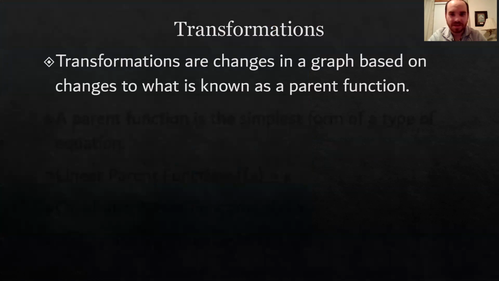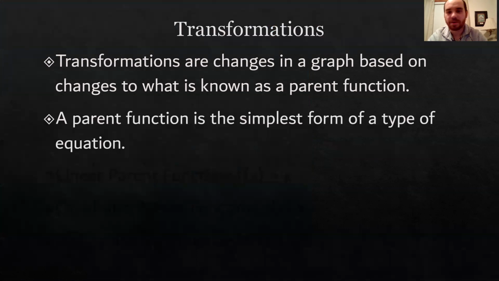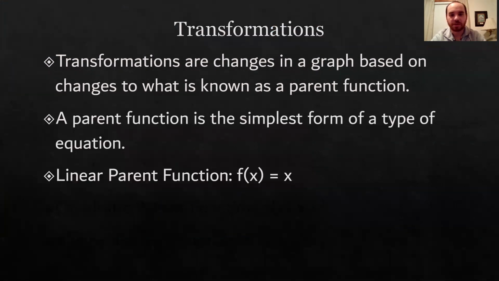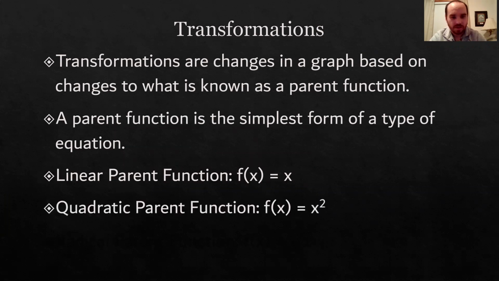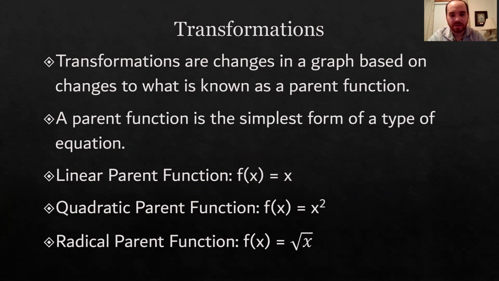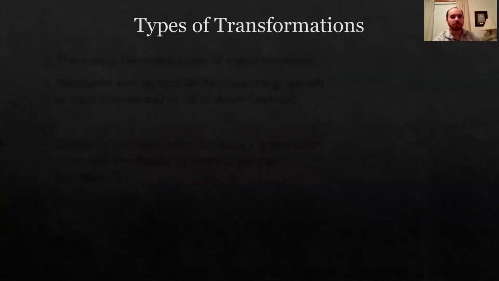So transformations are changes in a graph based on changes to what is known as a parent function. A parent function is the simplest form of any type of equation. For instance, the linear parent function is f of x equals x. The quadratic parent function is f of x equals x squared. The radical parent function is f of x equals square root of x. So we'll probably see a lot of the second and third ones, quadratics and radicals, while we're looking at these examples, just because those graphs are really easy to play with and maneuver.